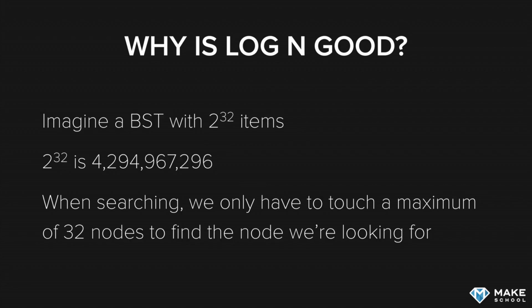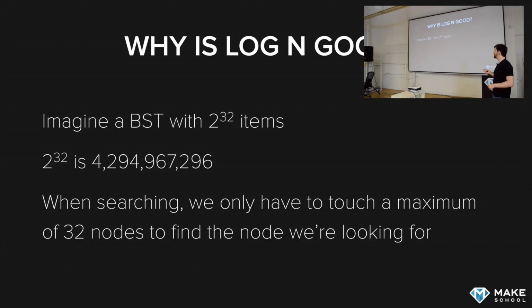All right, so why is log n good performance? Let's imagine a binary search tree with 2 to the 32 items in it. Well, 2 to the 32 is this number here. 4,294,967,296. So that's a really big number. This is a big binary search tree. There's a ton of stuff in it.